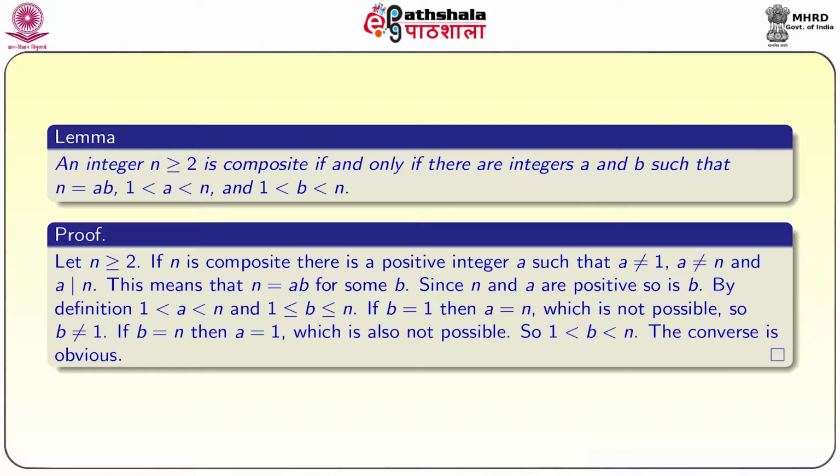The converse is quite obvious, since once we have that n is equal to a b and a and b lie between 1 and n, then clearly n is composite.